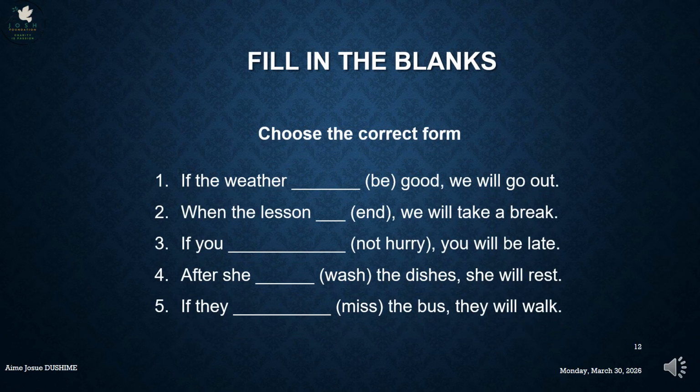We're going to fill in the blanks here. If the weather dash dash good, we will go out. When the lesson dash dash, we will take a break. If you dash dash, remember this is a negative, not the right negative of a present simple. If you dash dash, you will be late. After she dash dash the dishes, she will rest. If they dash dash the bus, they will walk.